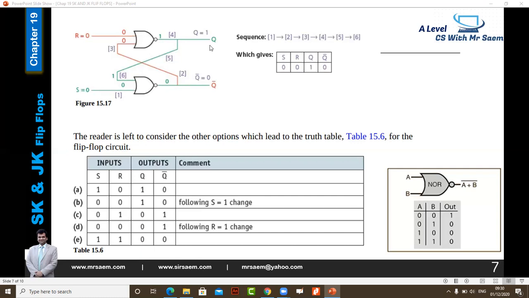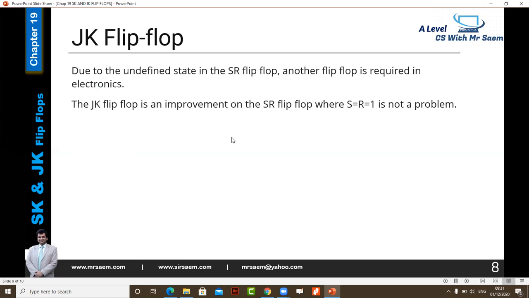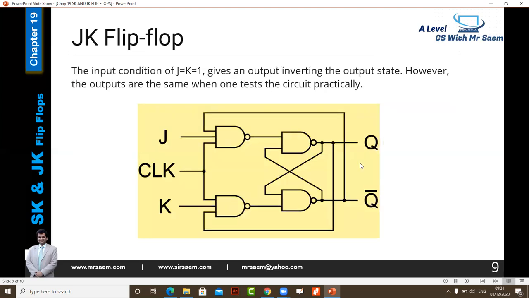This is where the JK flip-flop had to be introduced. And what the JK flip-flop did was, in the JK flip-flop we added a clock. So the problem where both states of the output tend to be the same is a significant problem, and you should be able to mention this in the paper as well. So the improvement in the SR flip-flop, where S equal to R equal to 1 is not a problem. How was this done? You added a clock over here, okay?